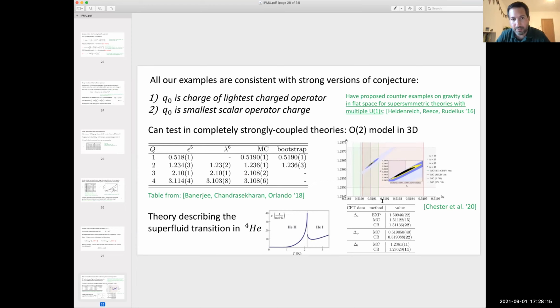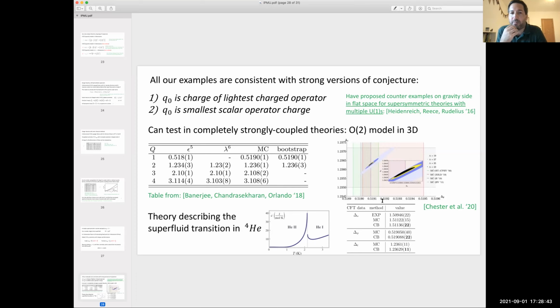So all our examples are consistent with 2 strong versions of the conjecture. One is that Q0 is the charge of the lightest charged operator under the U1. And another one is that Q0 is the smallest scalar operator charge, so the smallest charge of scalar operators. Everything seems to be consistent with these, and these are basically duals of strong versions of the weak gravity conjecture that was studied for many years.